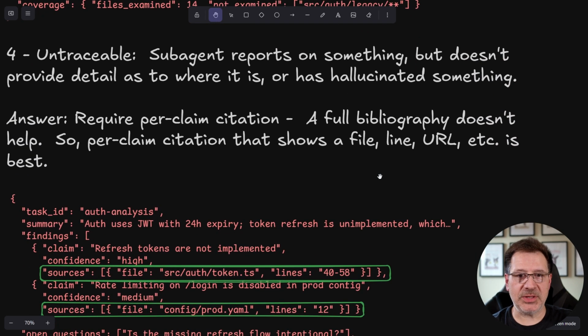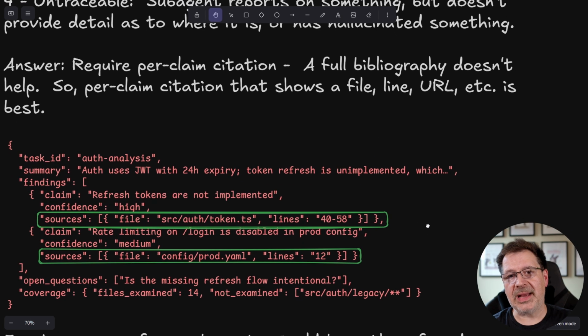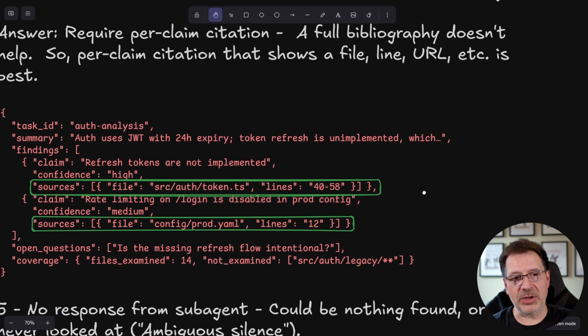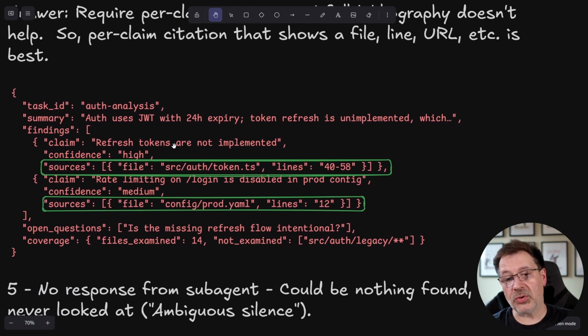All right, then the next one is untraceable. So this is where subagents report something, but we don't know where it found the information that it did. So this could be a hallucination, or it could be that it's buried somewhere in the code and we just don't know where it is. So by including sources, we now know which specific lines and files are the ones that the agent looked at to arrive at its confidence level and its claim.